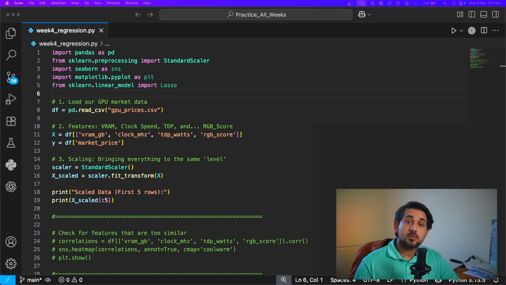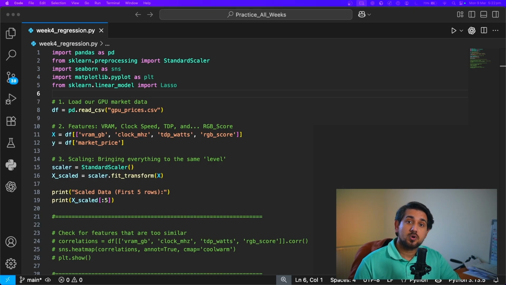Alright, before we run this, let's quickly walk through what we're actually doing. First, we load our dataset. This is just a table of GPU specs and their market prices. Then we split the data into two parts. X, which contains the features we'll use to make predictions. In our case, VRAM, clock speed, power draw, and RGB score. And Y, which is the thing we're trying to predict, the market price. So think of X as the evidence and Y as the answer.